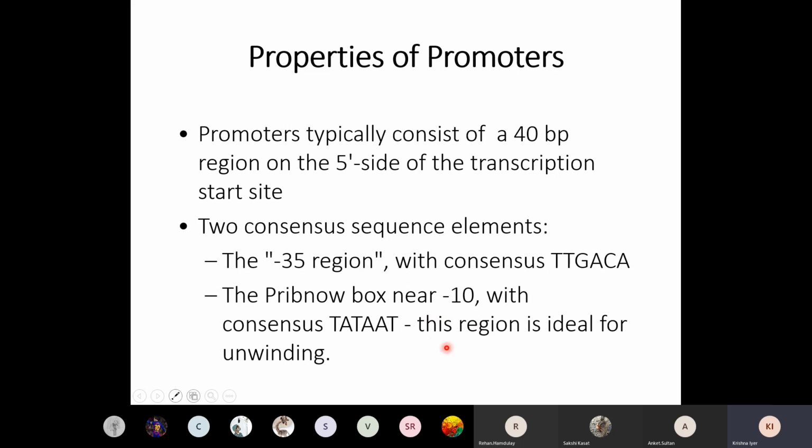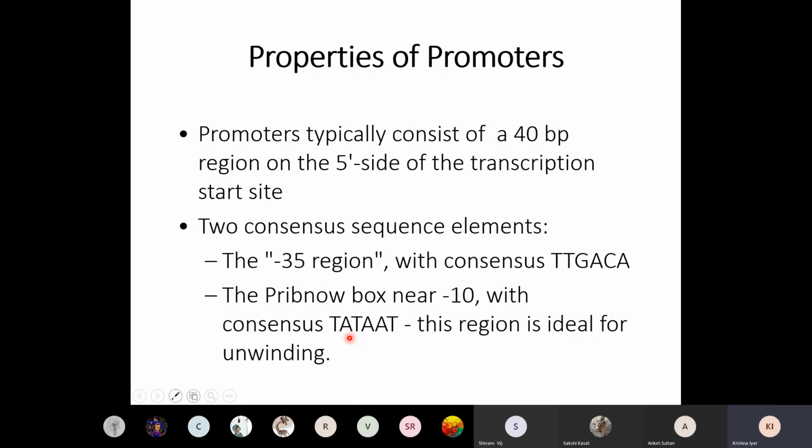As it says, this region is ideal for unwinding. Any idea why it is ideal for unwinding? In DNA replication, we have seen the 13 base pair sequence. We discussed that if there are more A and T, it is easy to unwind as compared to more GC base pairs. Exactly. If you look here, there are only 2 hydrogen bonds. So this region is ideally set up for DNA to be separated with more ease than if it were all GC.